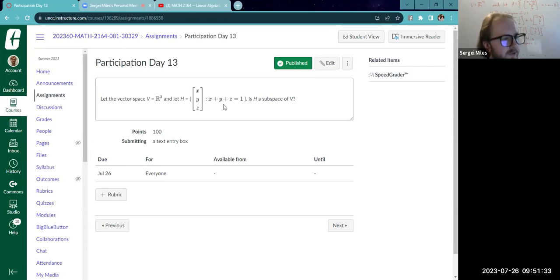So the 0 vector, because it does not satisfy this equation, this line, if you graph it, doesn't pass through the origin, right? The 0 vector is not on this line. But because the 0 vector is not in H, that's already enough by itself without doing any other work to see that H is not a subspace, right? So it's not a subspace because it does not have the 0 vector.